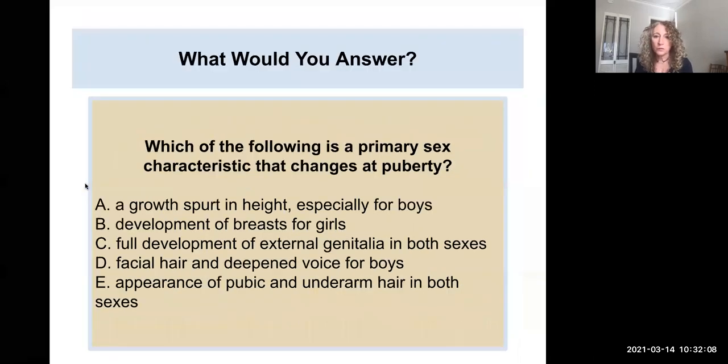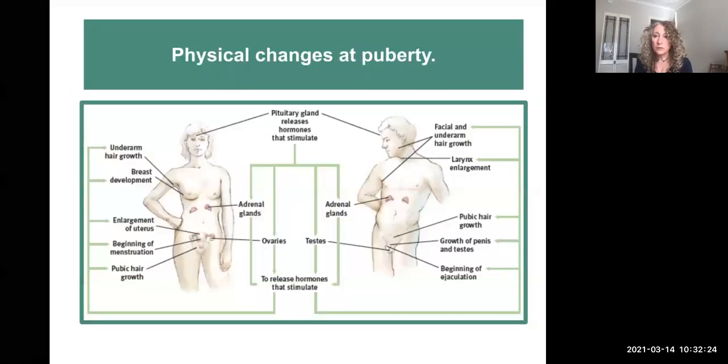All right, let's do a quick review here. Which of the following is a primary sex characteristic that changes at puberty? And that is C, full development of external genitalia in both sexes. Here's a review of all the different changes that occur during puberty. You don't have to memorize all of them, but just get a general idea. And there's a lot of hormonal release at this stage.